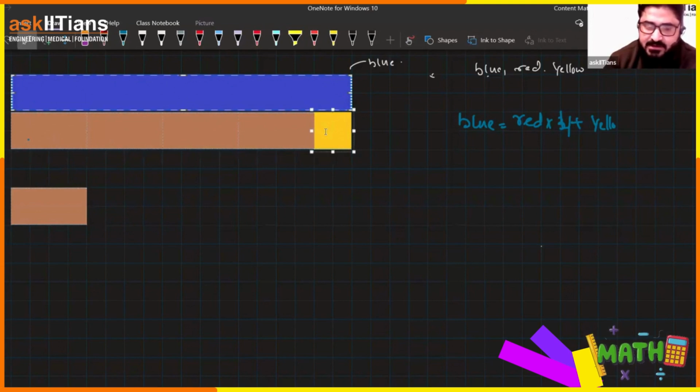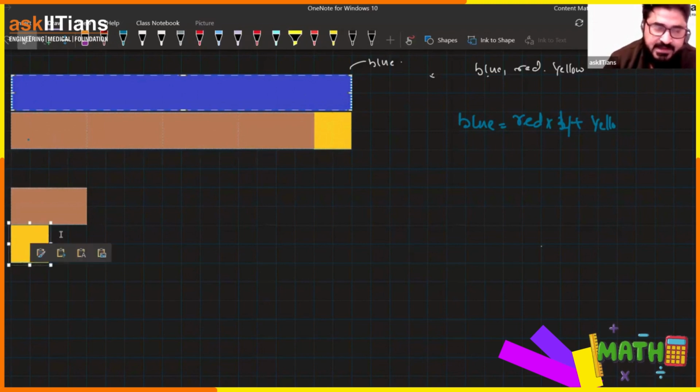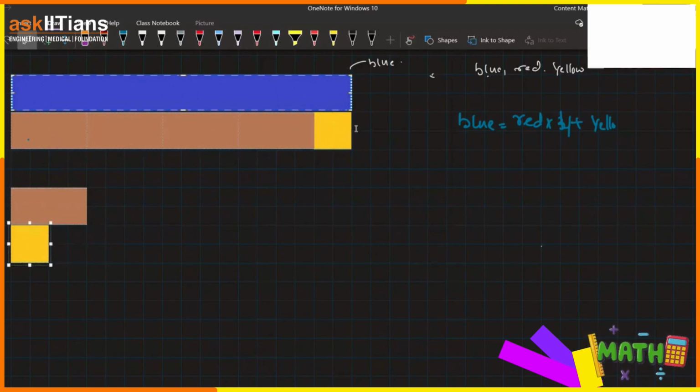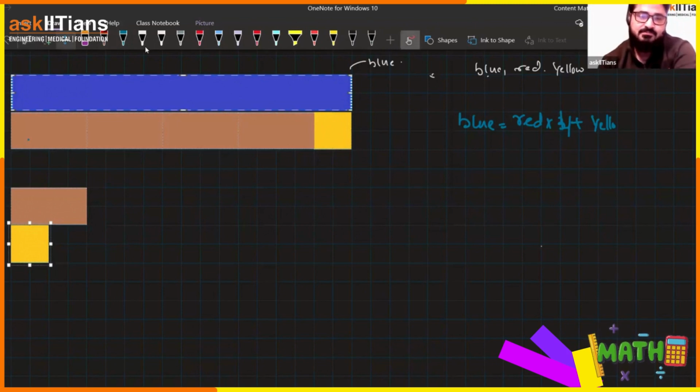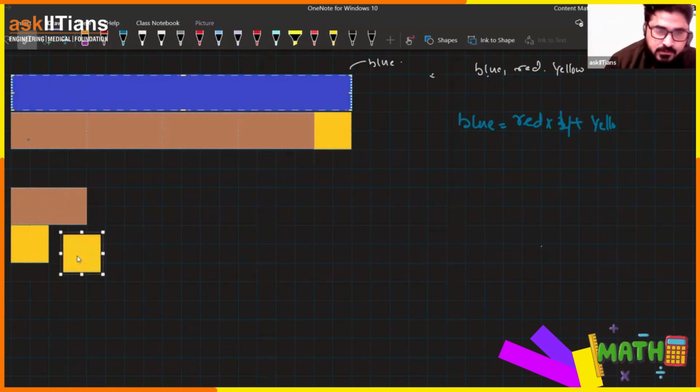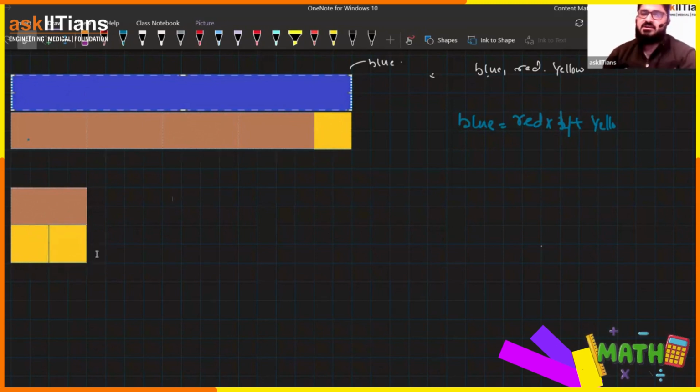Can I use yellow one more time? Yes. It shouldn't be greater than the red one. Do you think it will be greater than the red one? No. So let us see. Let's take this yellow one more time. Let us see if it accommodates this or not. Can you see it is just covering the whole red?